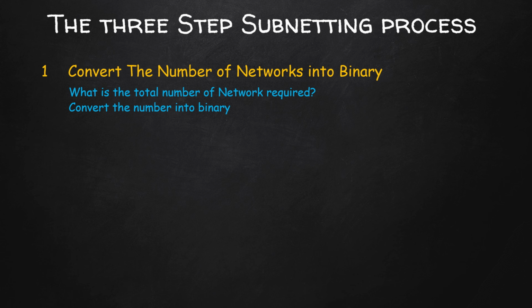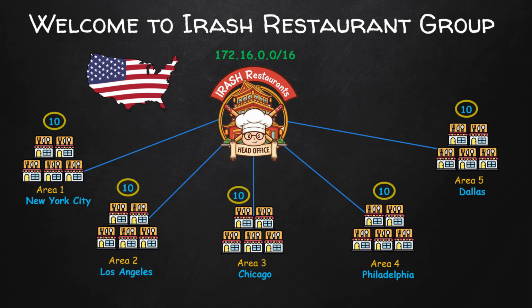For that, you need to go back to your network diagram and understand from there, or your employer will provide you how many networks you need. So let's go back to the network diagram and find out how many networks we need to do the subnetting. This is the network diagram you can see on the screen.